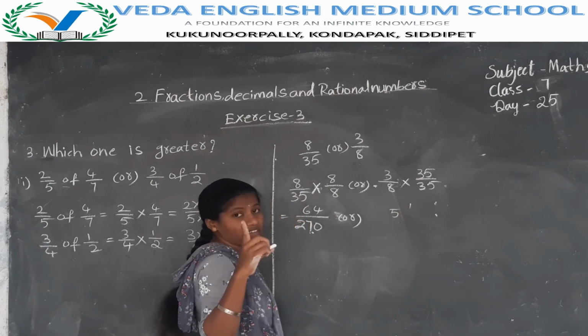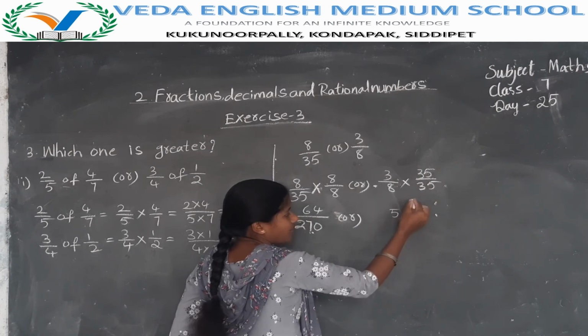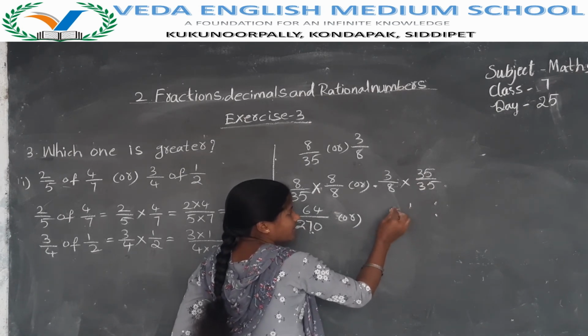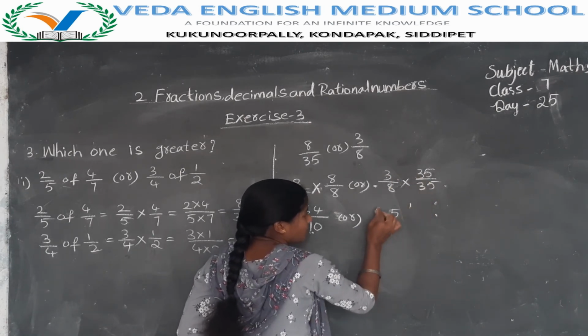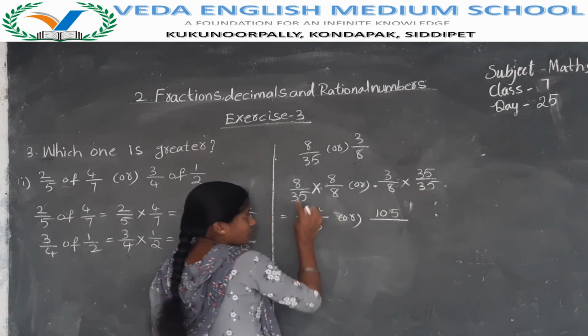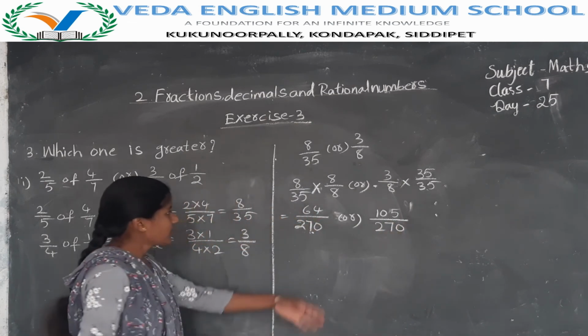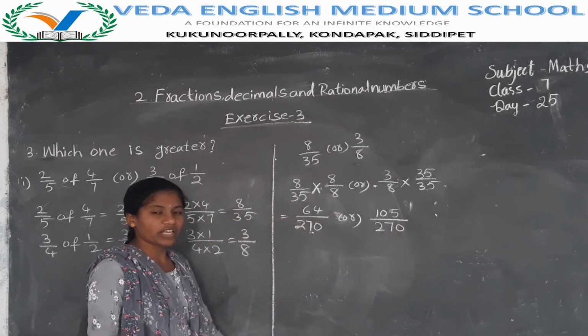Now 35 3s. Always you have to multiply the ones place number. In the ones place we have 5, so 3 5s are 15. 1 I have written here, 5 I have written here. 3 3s are 9. 9 plus 1 is 10. Here also we got 35 8s are 280. Now we have converted the given fractions into like fractions.